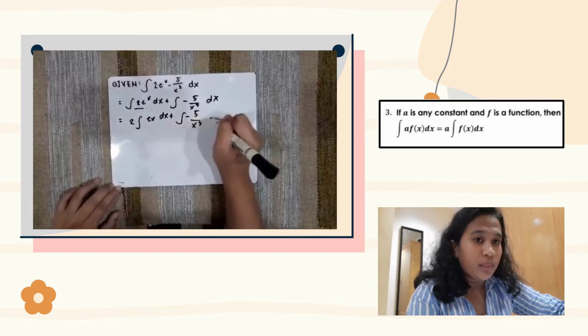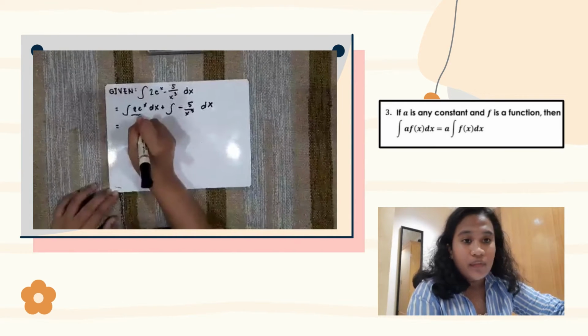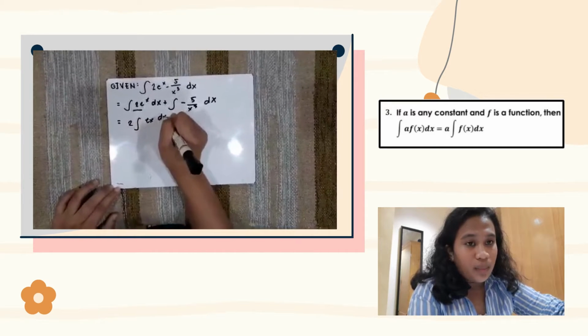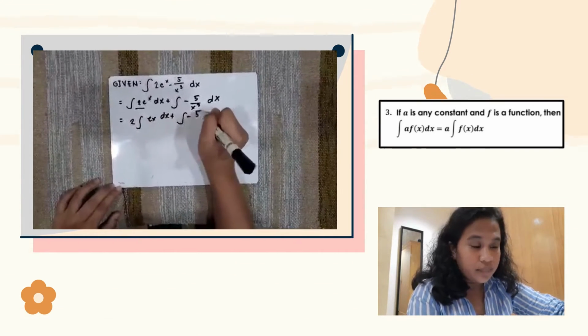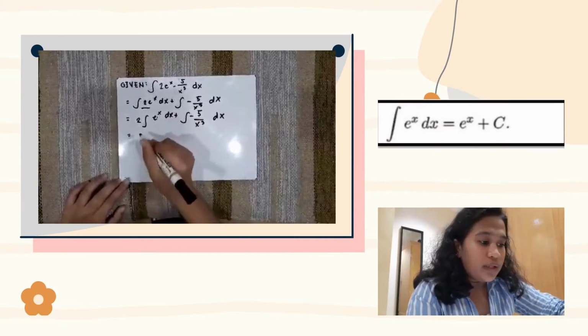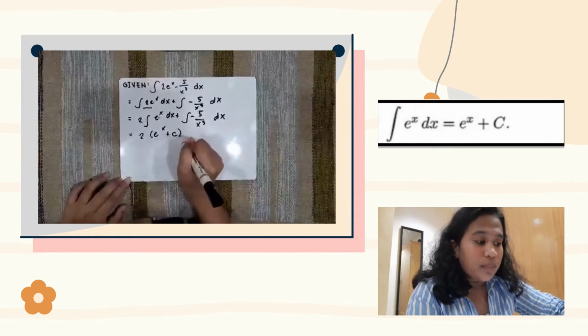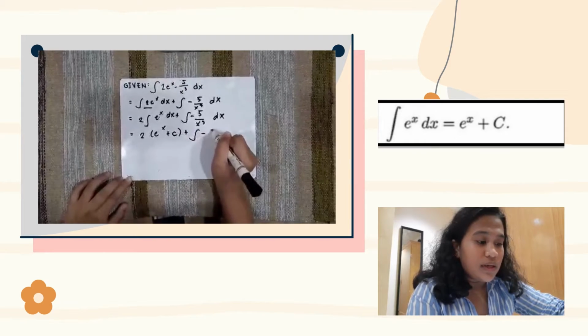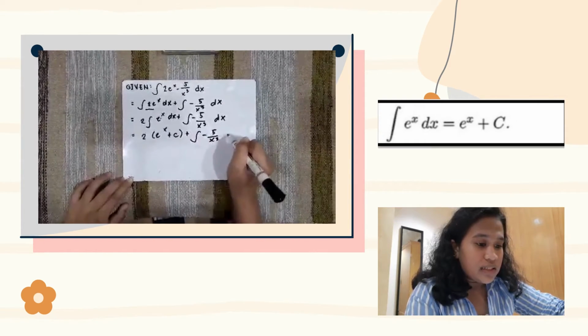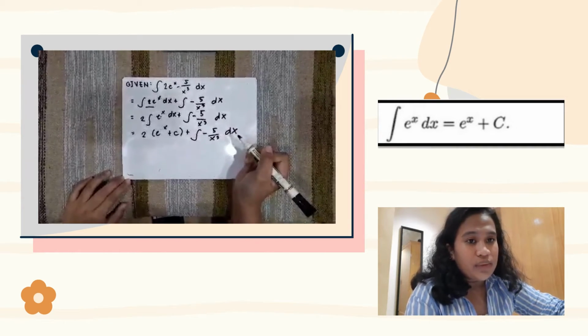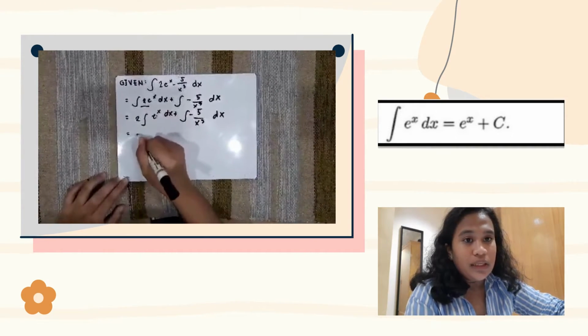This applies theorem number 3, wherein it states that if a is any constant and f is a function, then the constant is outside the integral sign. The integral of e^x with respect to x is still e^x, wherein this applies the first integral theorem, for an exponential function, which states that the derivative, or antiderivative rather, of e^x is equal to e^x plus C.